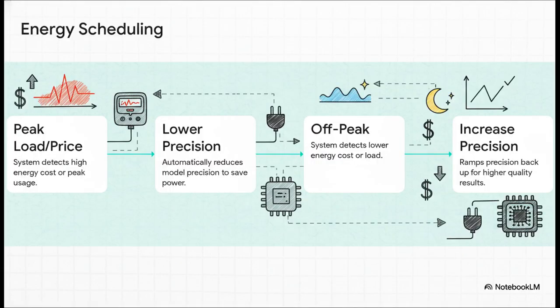This leads to a totally fascinating idea: quantization-aware scheduling. Just imagine a system that's actually hooked up to the energy grid. When it sees that electricity prices are spiking or the data center is under a really heavy load, it could automatically dial down the model's precision to save power. Then, later, when things are quiet and energy is cheap, it could ramp the precision right back up for higher quality answers. This is how we start building truly carbon-aware AI that adapts to the real world.